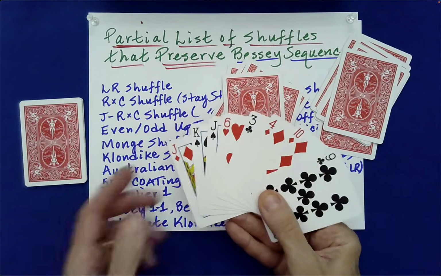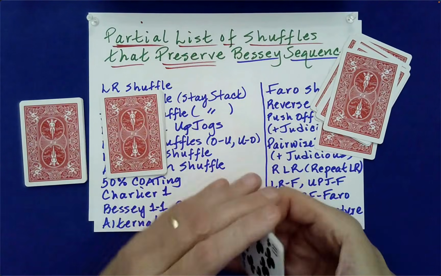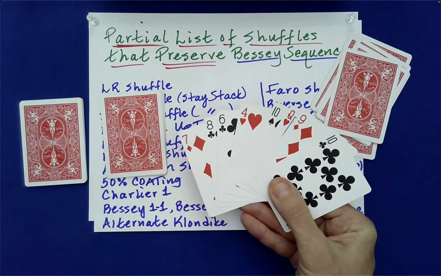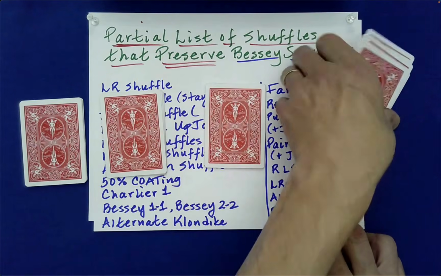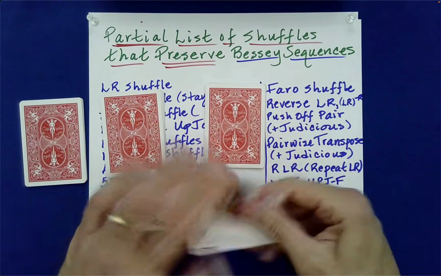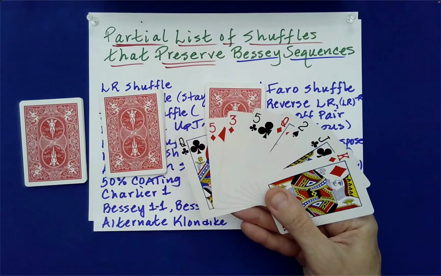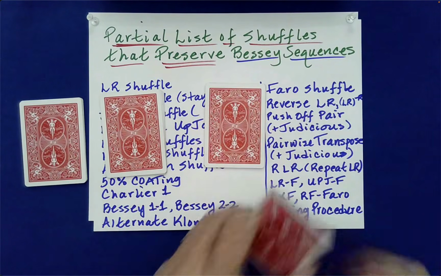Black, red, red, black. Okay, so if you've been watching the series on Bessey sequences, you'll recognize that these are all individually Bessey sequences. So everything that we have done in this series could now be applied to these 4 piles individually. Isn't that amazing? Look at that. That's a Bessey sequence of length 8.